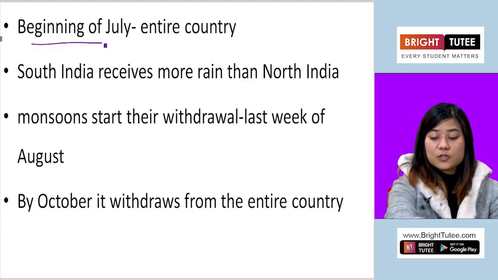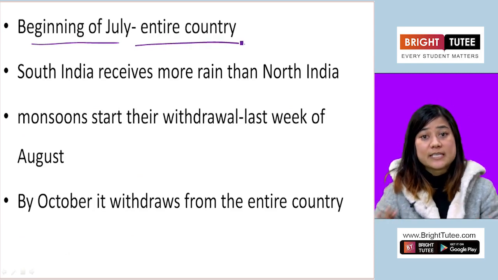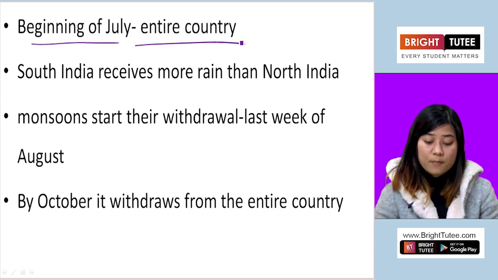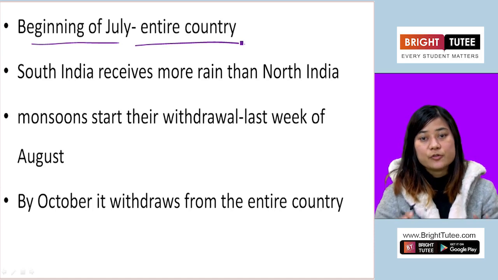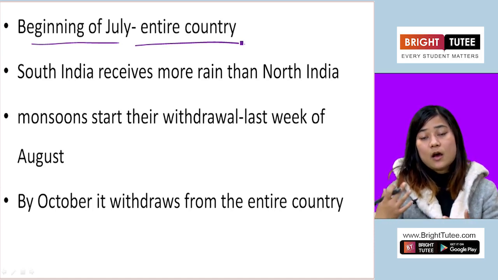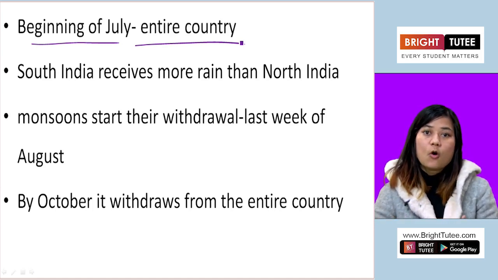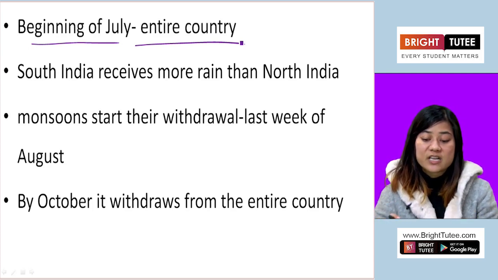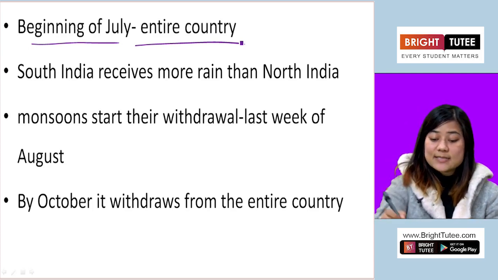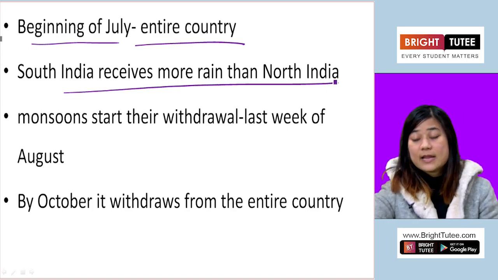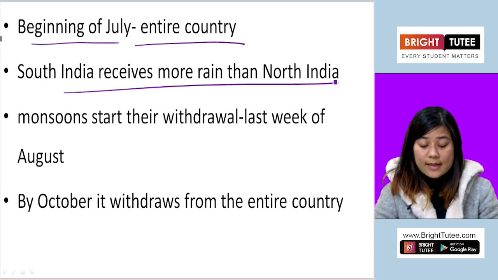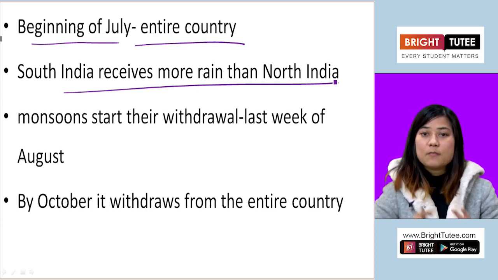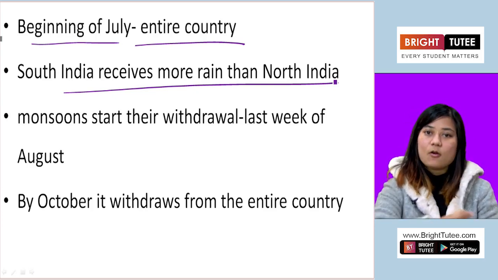By the beginning of July, the entire country receives rainfall. The entire country experiences the monsoon. Now, if you look at the whole country and see which region receives more rainfall than the other, or how the rainfall is distributed, we see that South India receives more rain than the northern part of India.